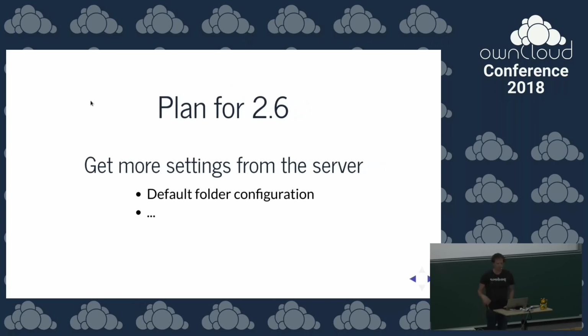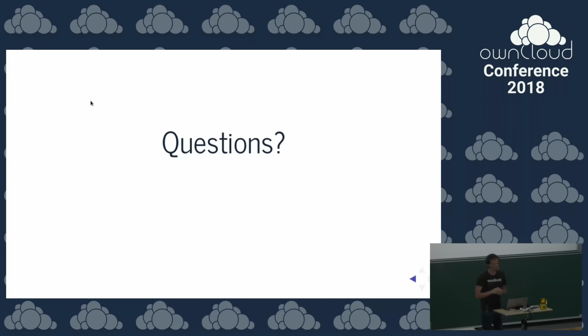Another feature is that we will try to fetch more config from the server. For example, default folder configurations. This is still in development, so any configuration that you want to get from the server, we can have it done like that. The way this will work is that there will be some kind of hidden file within the synchronization tree, which contains this configuration. And yes, that's it that I had to say.